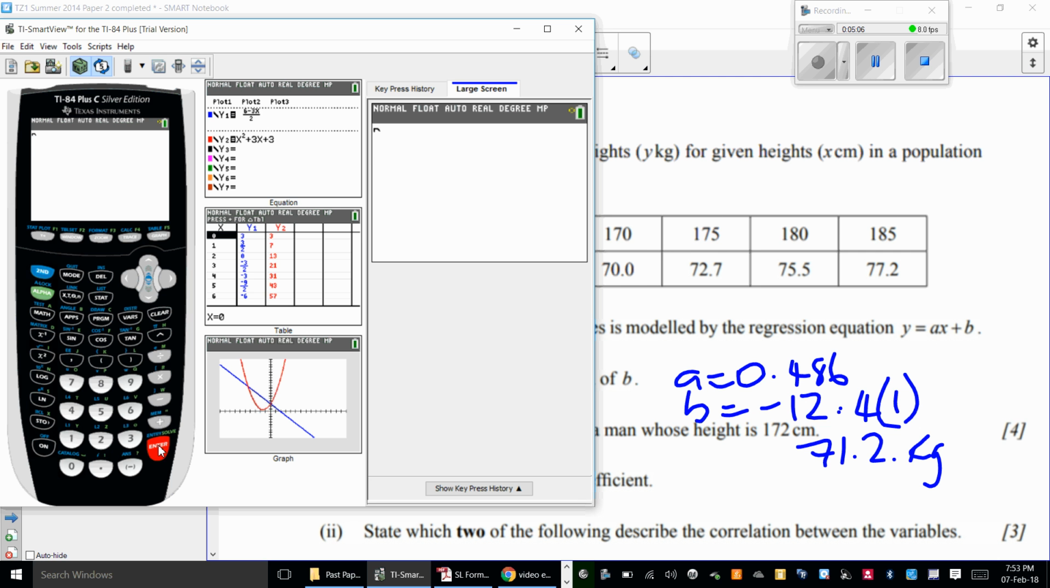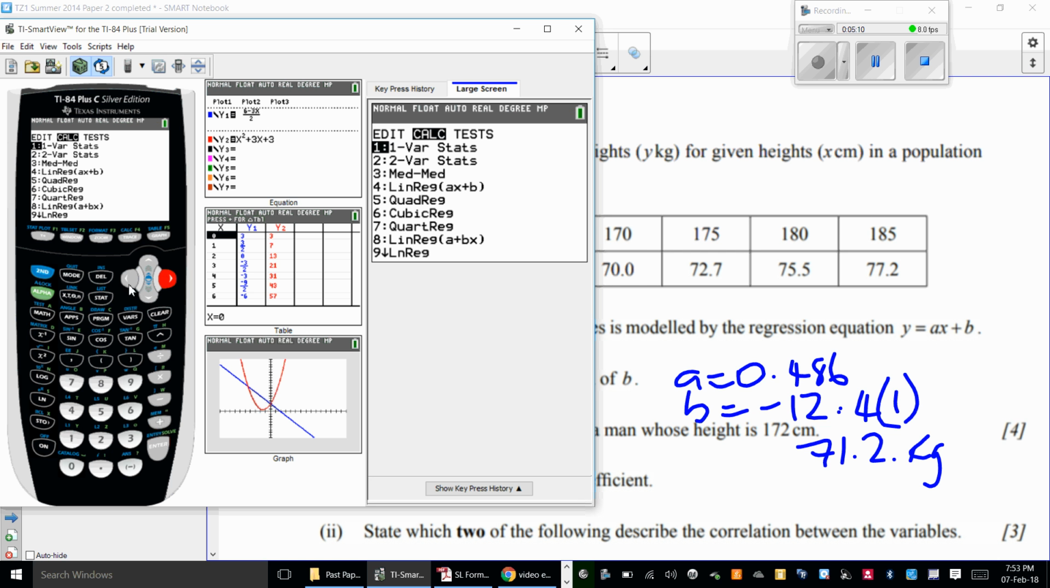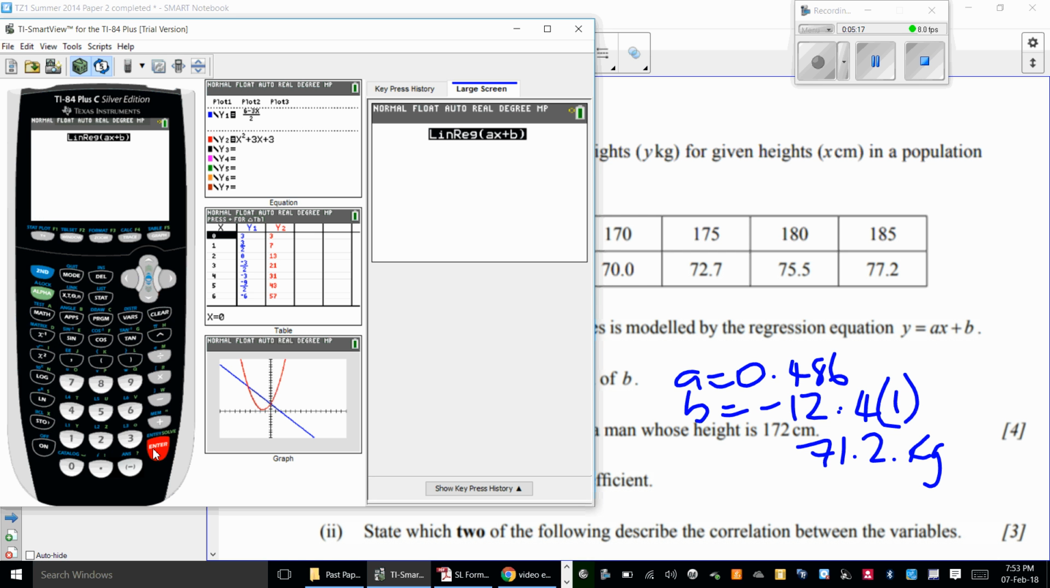Okay, so when I do stat, calc, lin reg this time, you'll see that I can find my correlation coefficient as well. Okay, so we get the same numbers we had before, but now I have my correlation coefficient. So that is 0.997.